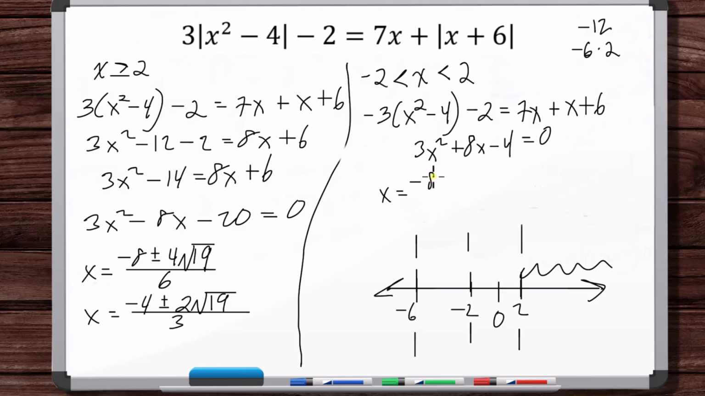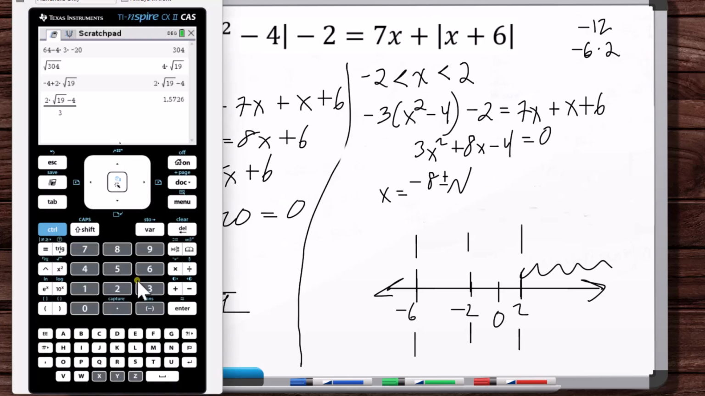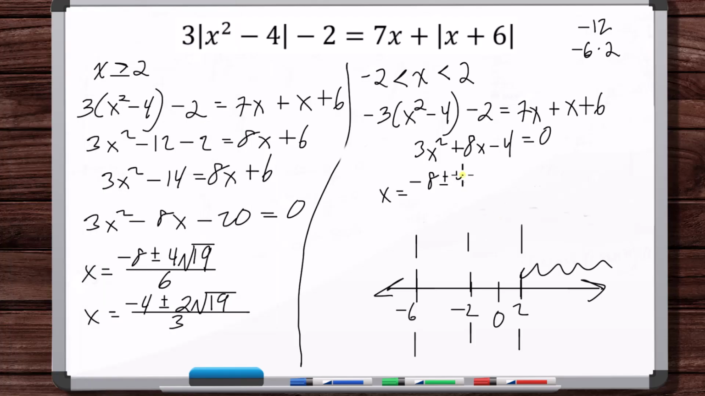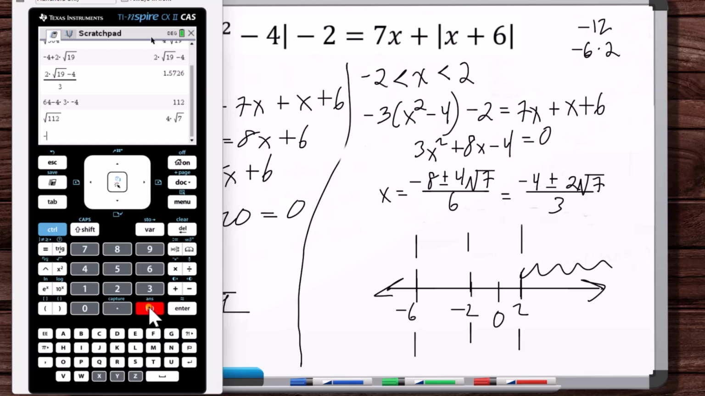So quadratic formula, minus 8 plus or minus b squared, let me just plug this in. B squared minus 4 times a times c. 4 root 7. So, okay, all over 2a. So we've got, let's see, minus 4 plus or minus 2 root 7 over 3. Okay, so let's do, okay, minus 4 minus 2 times root 7 over 3.